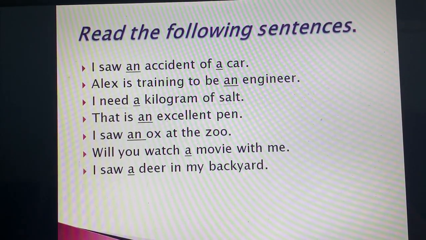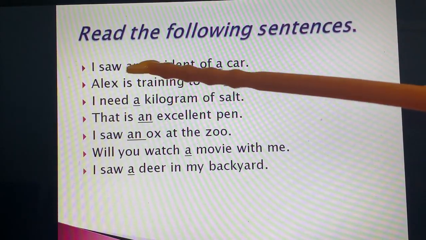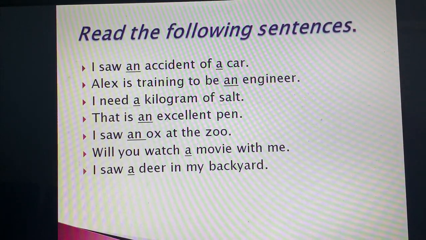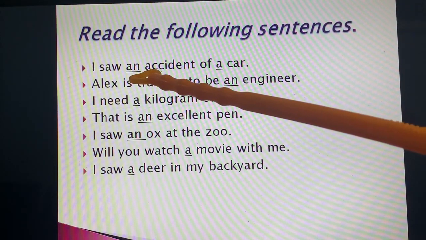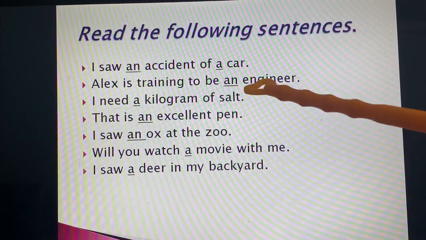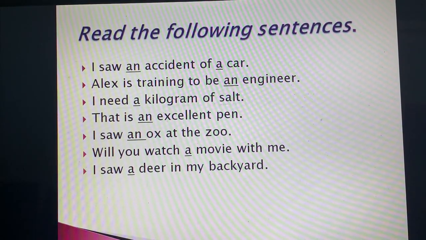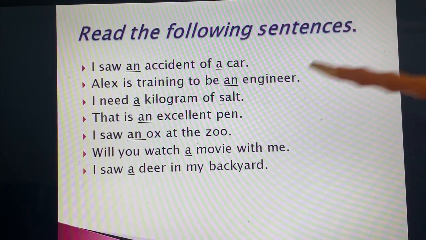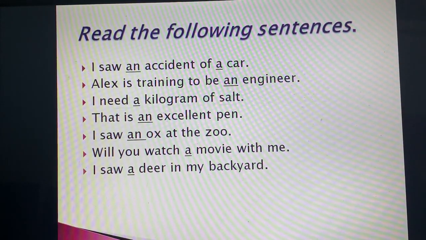Read the following sentences. I saw an accident of a car. Fine. Accident, because it is a vowel sound, an accident. Car, it is a consonant. Always check the sound. Alex is training to be an engineer. I need a kilogram of salt.